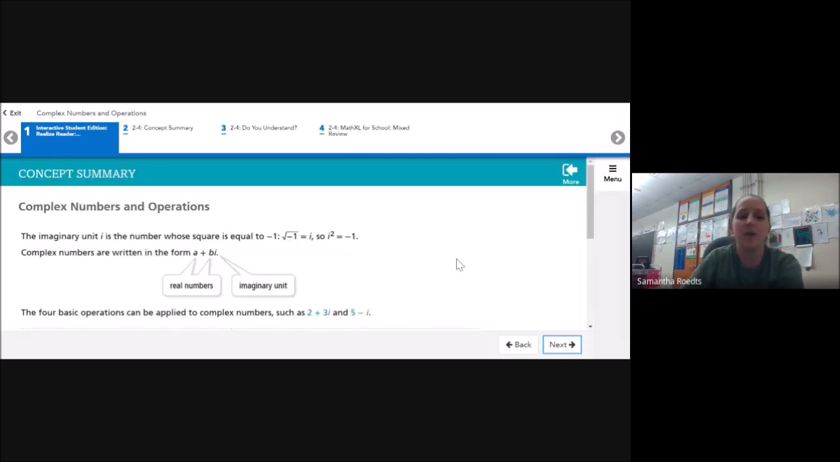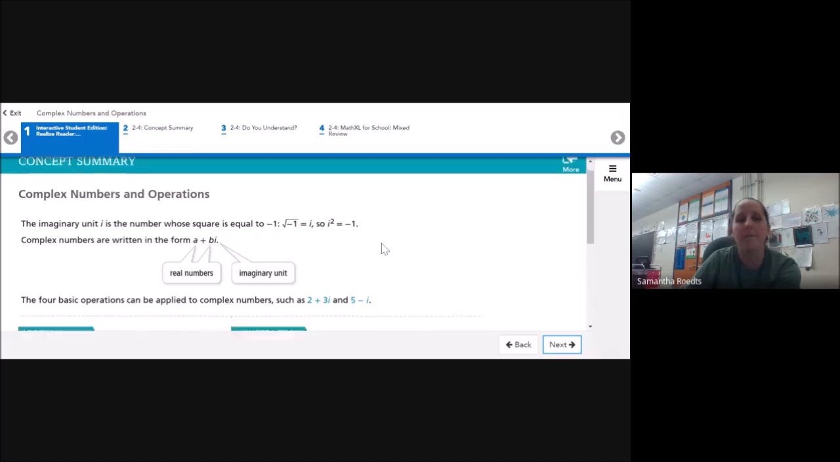All right, so concept summary, complex numbers and operations. The imaginary unit i is the number whose square is equal to negative 1. So the square root of negative 1 equals i. So i squared equals negative 1. Big thing that you need to come away with: i squared equals negative 1.